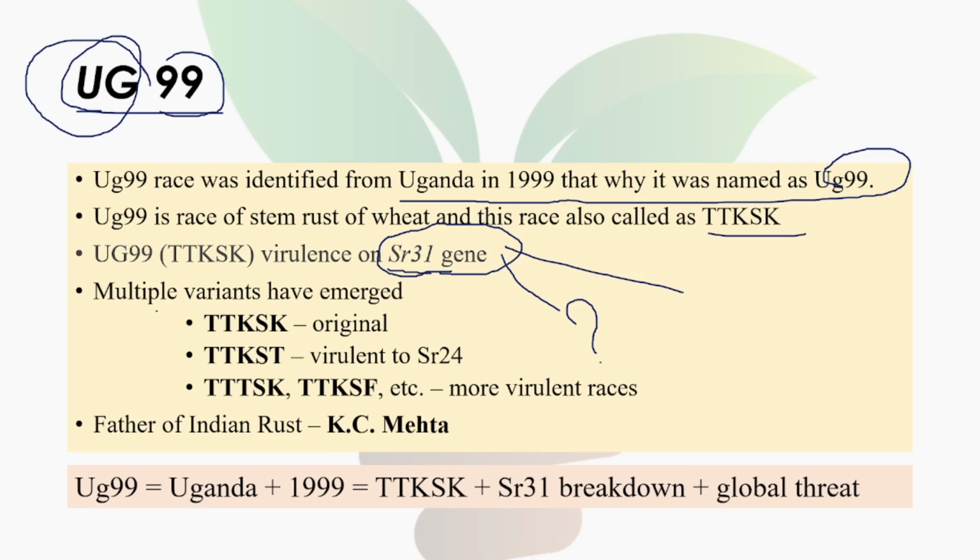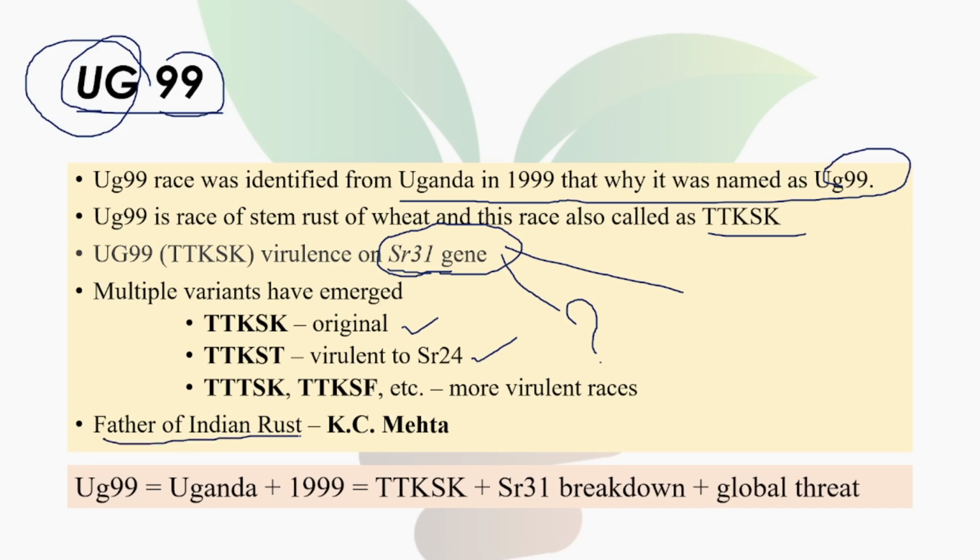Sometimes they do ask which gene Uganda 99 will target. It is Sr31. The original TTKSK, and TTKST virulent to Sr24; there are some multiple variants given here. It is not necessary, forget about it.